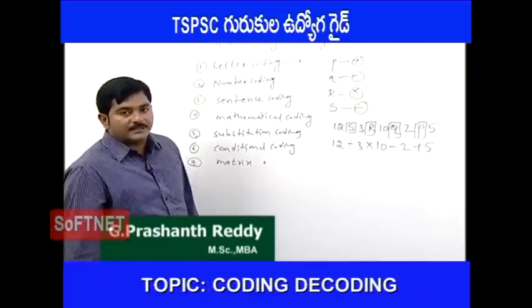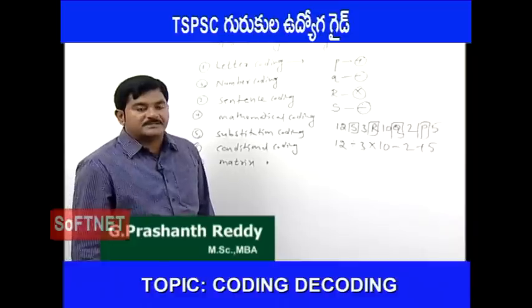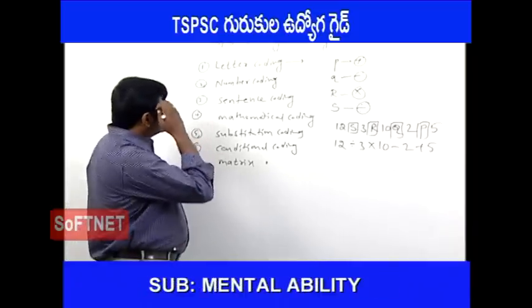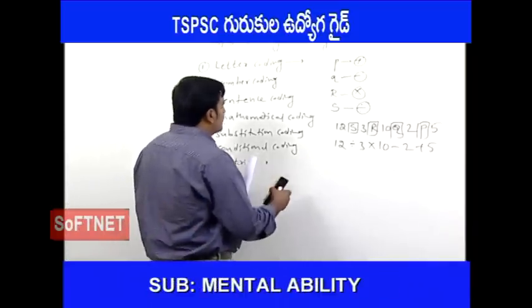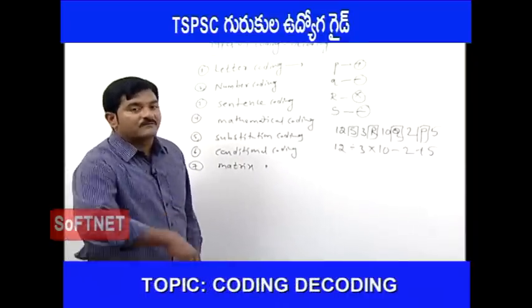Okay, so the next type is substitution coding. The next kind is substitution coding, that is the fifth type in coding decoding. The name itself is saying substitution coding. We have to substitute something for the real word.